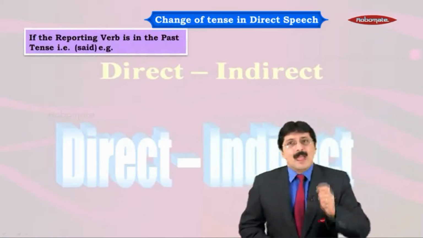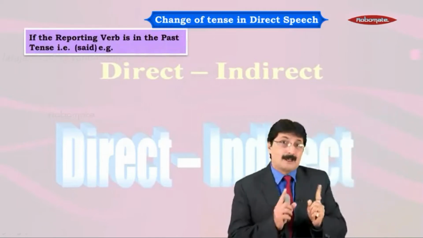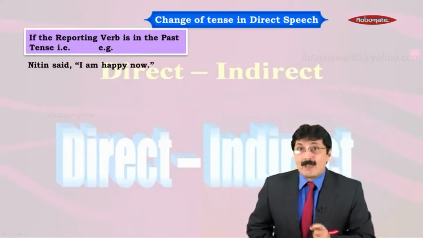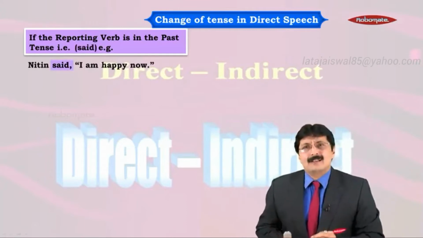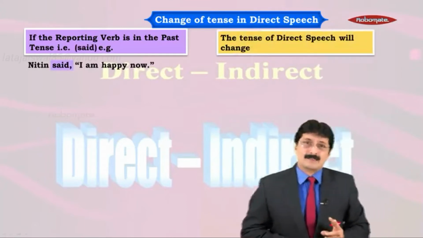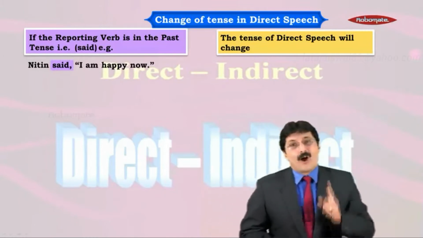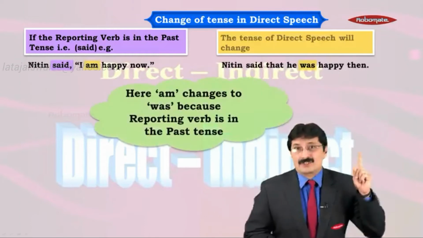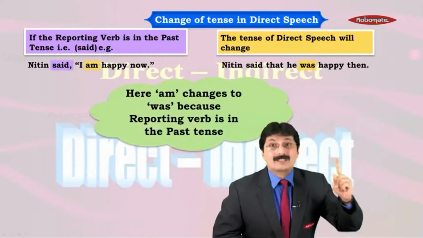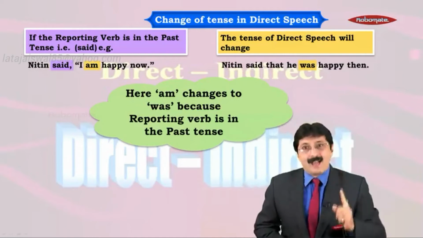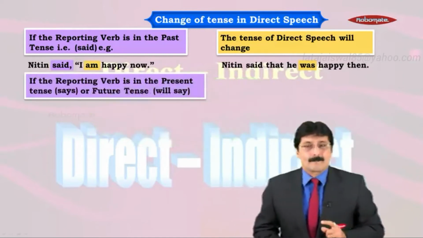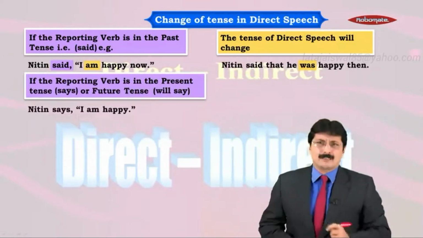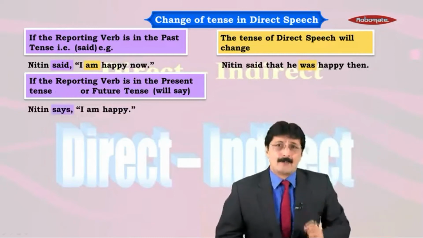Now, if the reporting verb, that means bahar ka verb, is in the past tense, like here, Nitin said, I am happy now. As it is clear, said is in the past tense, then the tense of the direct speech will change, or the tense of the andar ka verb will change. Nitin said that he was happy then. Am changed to was. But if the reporting verb is in the present tense or in the future tense, for example, Nitin says, I am happy.